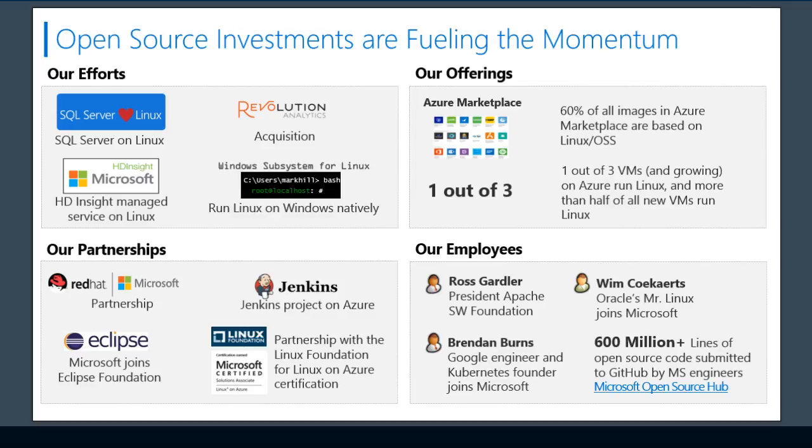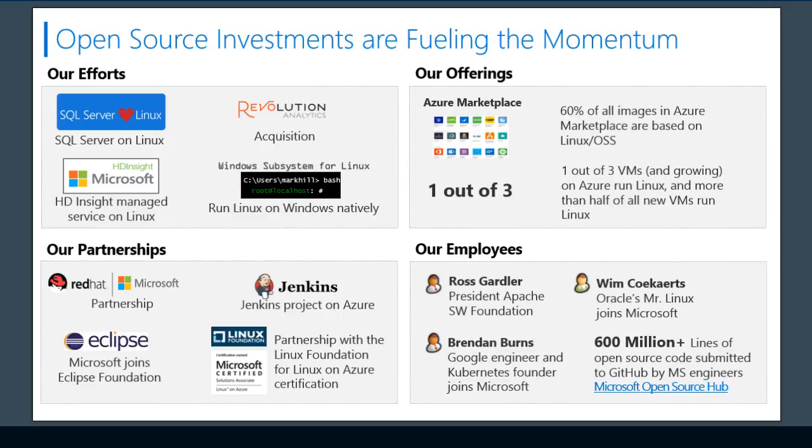The other big piece of it is our partnership. So think of this as the partnership with the ISV ecosystem of open source. Think of things like Jenkins, the Eclipse, Red Hat, our announcements on Red Hat being supported on Azure, etc. And also us working with the Linux Foundation to get that Linux on Azure certification that you as partners can go after.